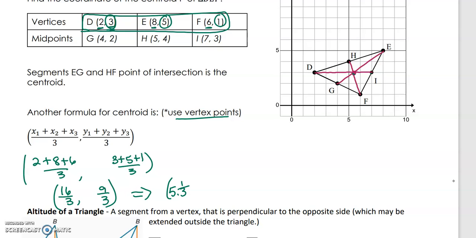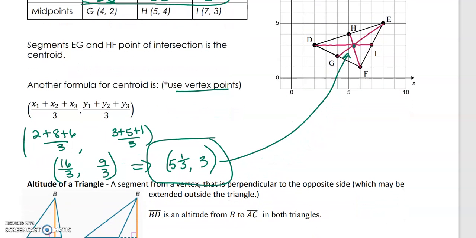And something like that. And then this is 3. So don't leave it as 9 over 3 if you can simplify it to a whole number. So this point right here, 5 and about 1/3 up to 1, 2, 3. Yeah. So that's where my centroid is. Much easier way to find it with that formula.